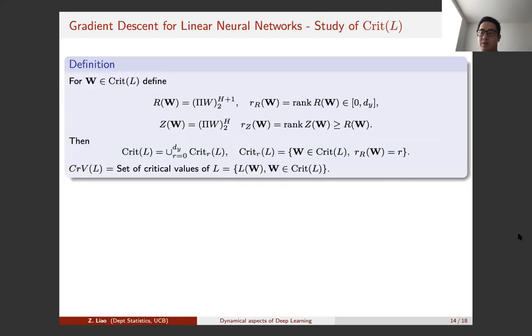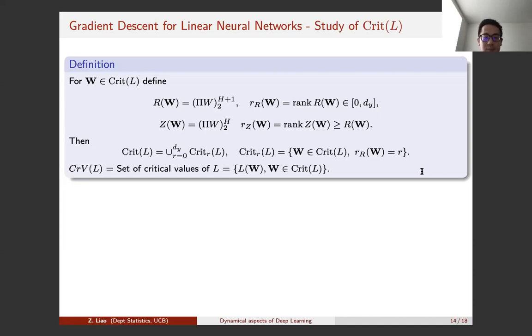And now we're going to consider the general case. What can we say in the general case of initialization, and of course, the dimension condition? We're going to introduce the following definition. So it's again just a product of matrices. So R is from W_2 to W_{H+1}, and the rank of it, and Z is from W_2 to W_H, okay?